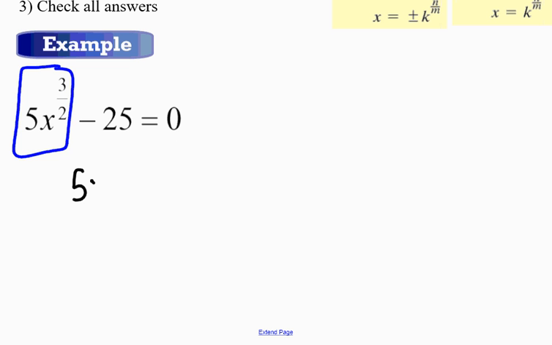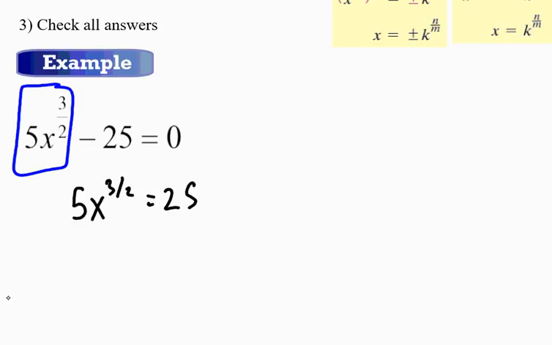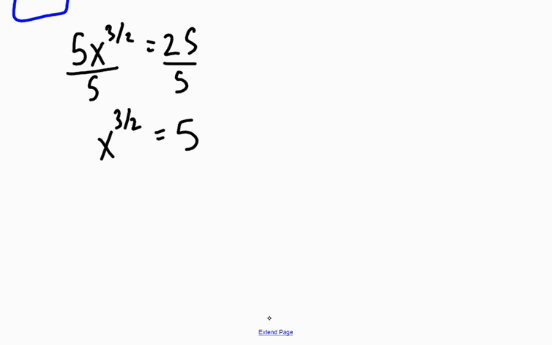So then I'll have 5x to the 3 halves equals 25. I still haven't isolated the term with the rational exponent. I need to divide both sides by 5. So divide by 5, divide by 5. I then have x to the 3 halves equals 25 divided by 5 is 5. My goal, though, is to figure out what x is by itself, not x to the 3 halves. I want x to the first power. How am I going to make this be a first power?